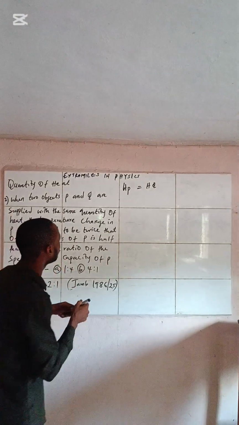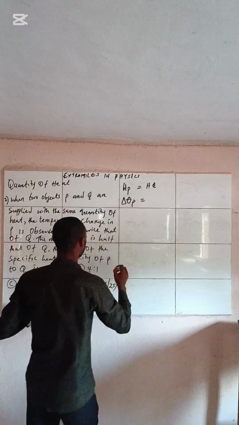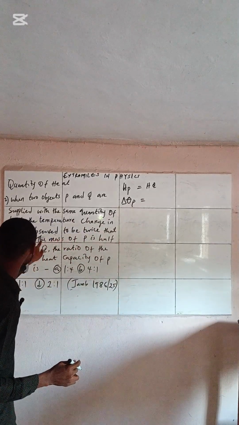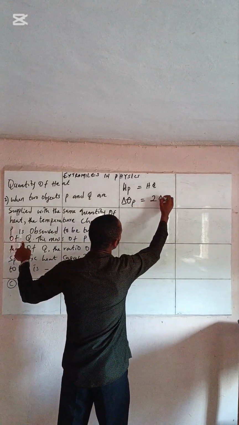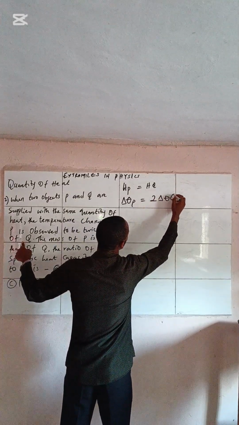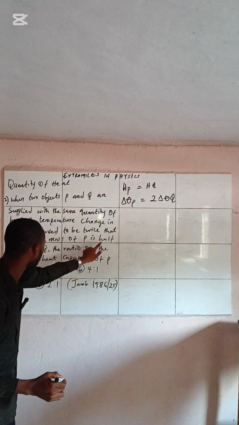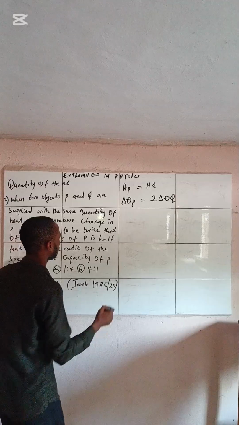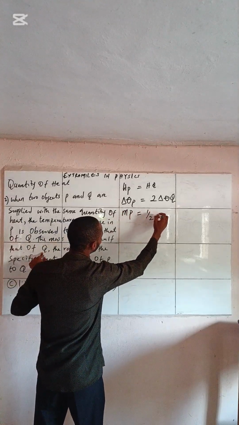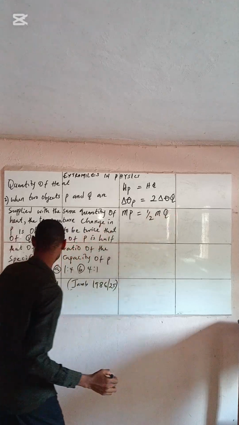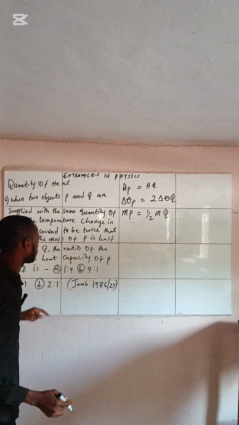The temperature change in P is observed to be twice that of Q. So change in temperature of P is equal to twice the change in temperature of Q. The mass of P is half that of Q. So mass of P is equal to half the mass of Q.